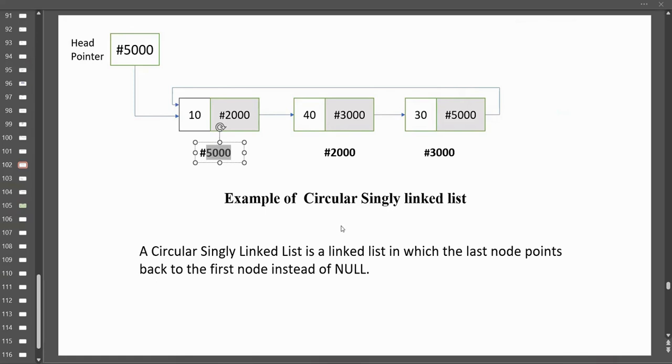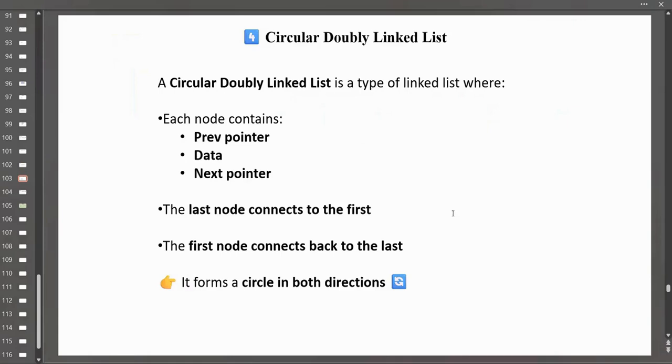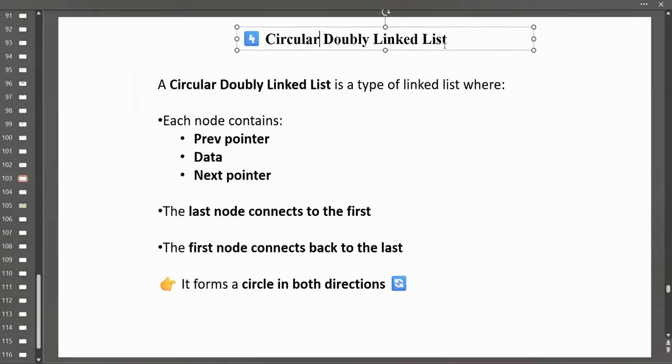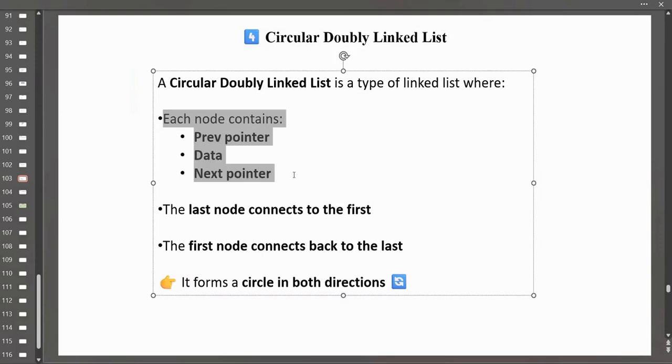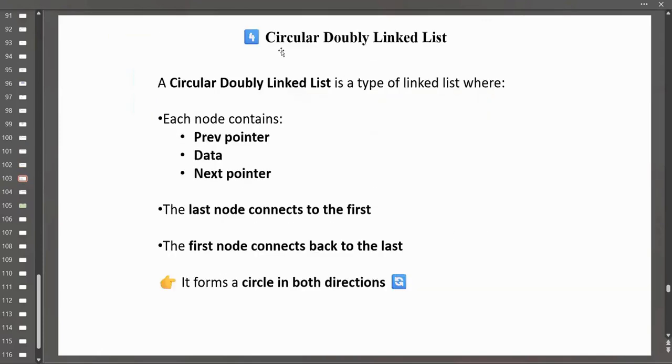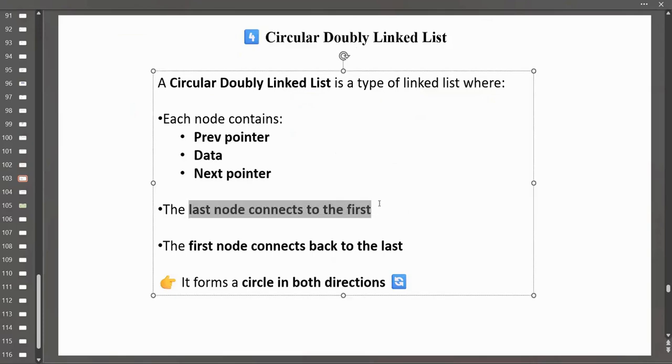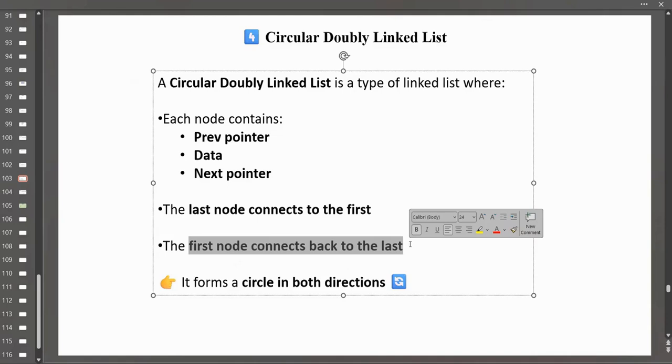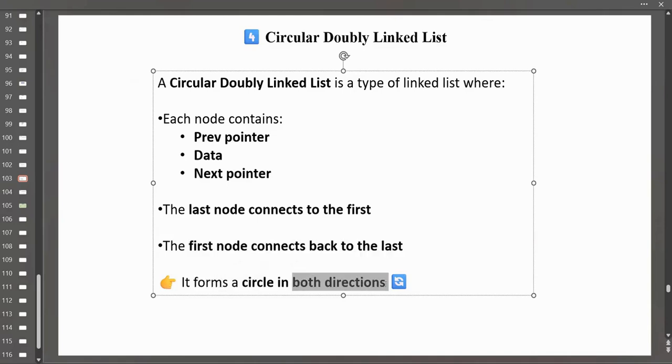Okay. Now this is the example of a circular singly linked list. Now the fourth is the circular doubly linked list. In this we have three things again: previous pointer, data, and next pointer as well. Now this is the difference between a doubly linked list and a circular doubly linked list. In a circular doubly linked list, the last node is connected to the first, and the first node connects back to the last. So again we are forming a circle, but in both directions, right?